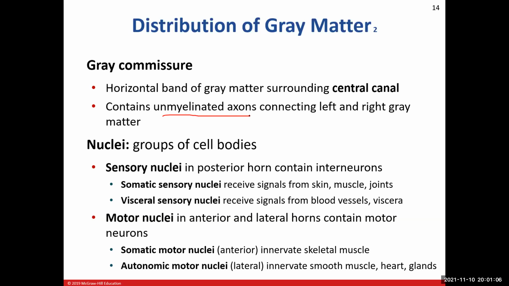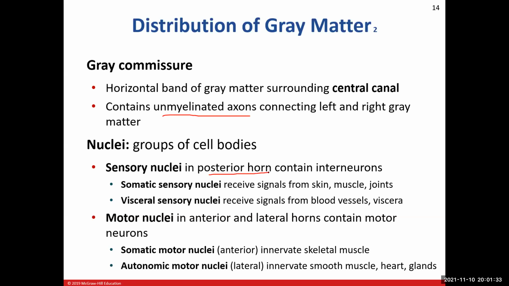Nuclei is another definition that should be review for you folks. When we talk about nuclei in the central nervous system, because we're in the spinal cord, a nucleus is a group of cell bodies. So here, in our gray matter, we're going to have sensory nuclei and motor nuclei. Our sensory nuclei are primarily located in the posterior gray horn.